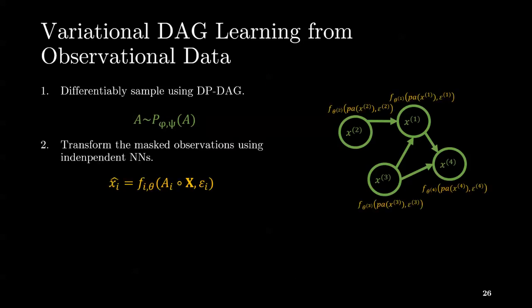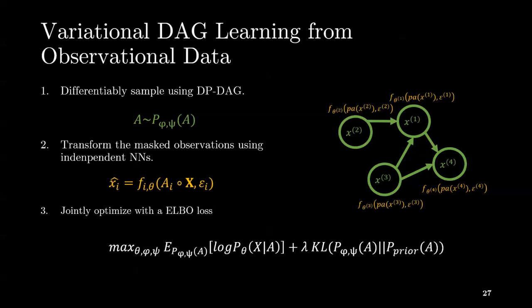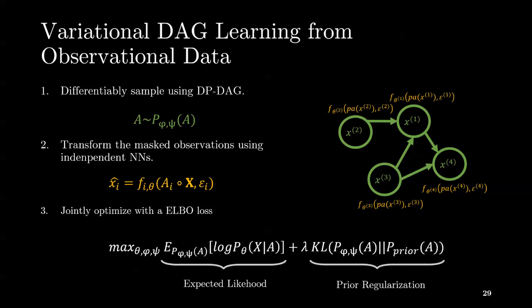Then it independently predicts each node value by applying n different transformations on the full observation masked with the sample DAG. This allows to predict a consequence node value only based on the value of its learned causes. In practice, we parameterize the transformations with neural networks. And third, it jointly updates all parameters by maximizing at each iteration an approximation of an ELBO loss with an expected likelihood term and a prior term which can be set to penalize dense DAGs.